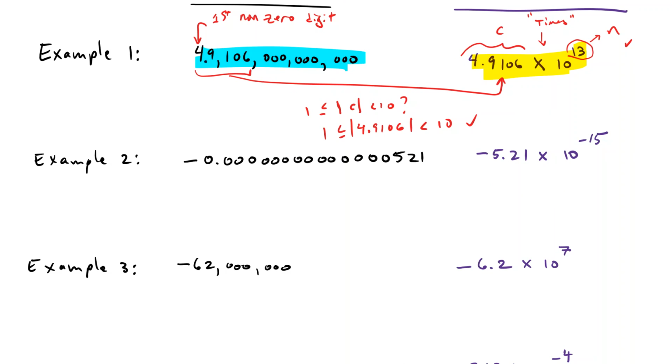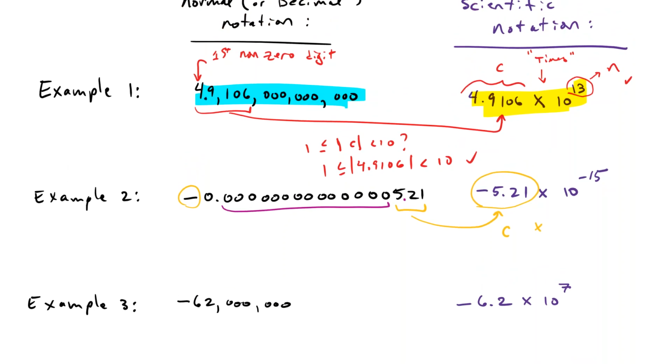So in example 2, we have a lot of zeros right here, right? And then we have a 5, 2, 1. So if we don't want to write it with all those zeros, we could just say, well, the first non-zero digit is the 5, and take this portion, the 5.21, and it's negative. And here we have our C, and we have our multiplication x, and 10 to the negative 15. So you might wonder, where does this negative 15 and that 13 come from?